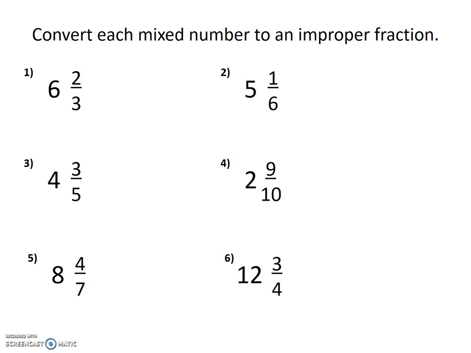Okay, let's try a couple. Number 1, 6 2/3. Remember what you're going to do. You're going to take 6 times 3 and add 2. So 6 times 3 is 18, plus 2 is 20, and I keep my denominator, and I get 20 over 3. Your turn. Try 2 through 6 in the work section of your WSQ.